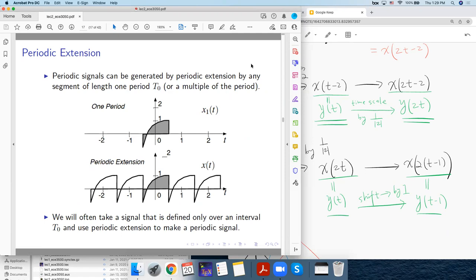And this is an example to extend a signal to a periodic signal. So basically, if you have any signal, you can extend it to a periodic signal by copying and pasting the signal segment periodically.